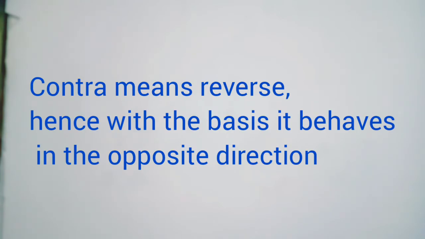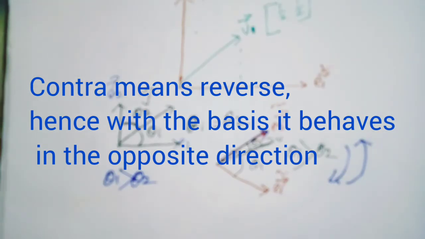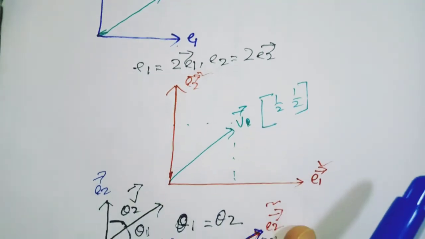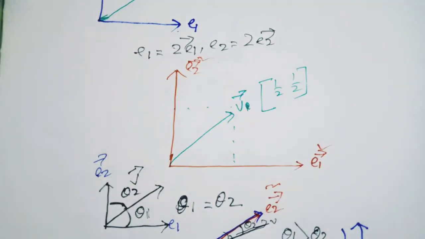Basis becomes bigger, components shrink. So whatever way the basis is behaving, the components are behaving the other way. So this is a classic example of what we call a contravariant vector. So a contravariant vector has components that contravary with the change of basis of vector. Contra means reverse, and hence it behaves exactly in the opposite direction. These are the two examples which show that when the basis has been increased, the vector remains invariant, yet it has shrunk down in its size.